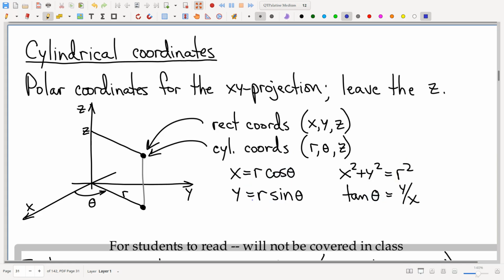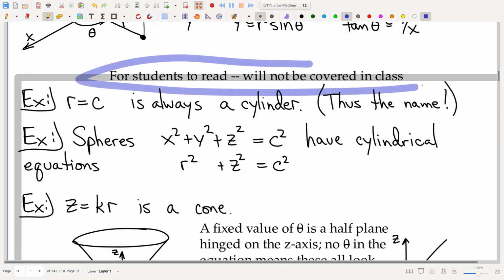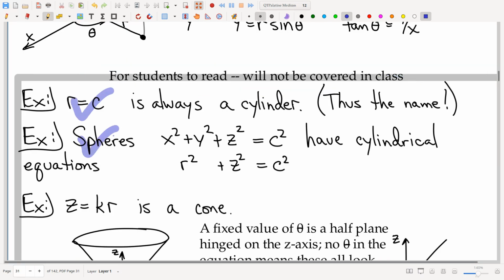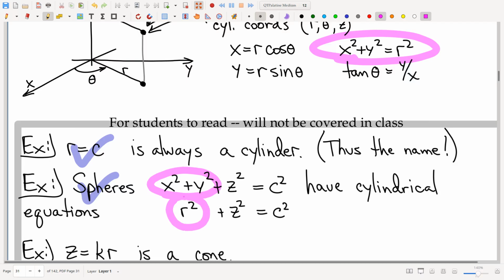All right. Okay, a few examples here. These first 2 are pretty straight reads, so make sure to read through the details and follow them. Notice, by the way, in this second one, I'm really just taking advantage of this formula right here, that x squared plus y squared is r squared. Right, so sometimes all you have to do is just use these conversion formulas.